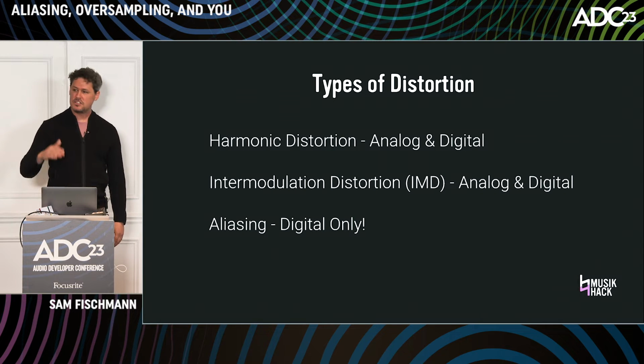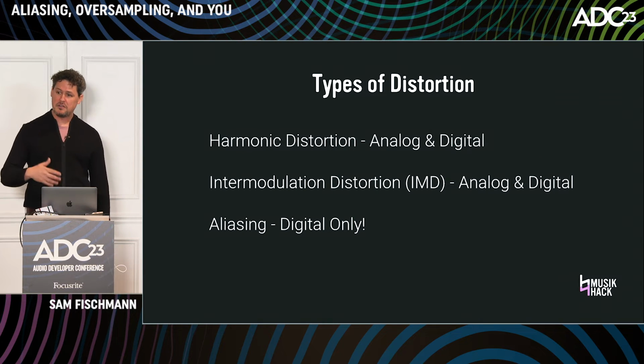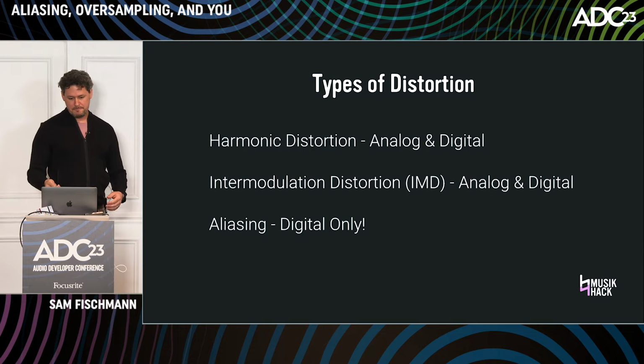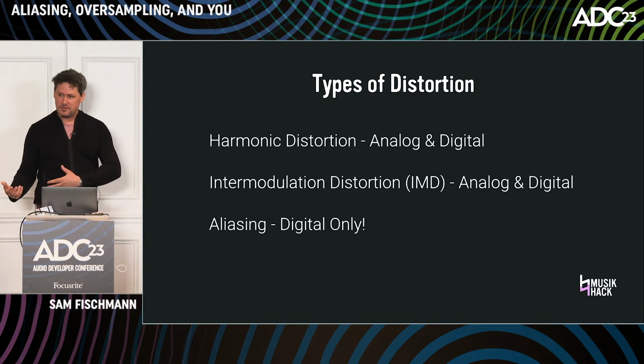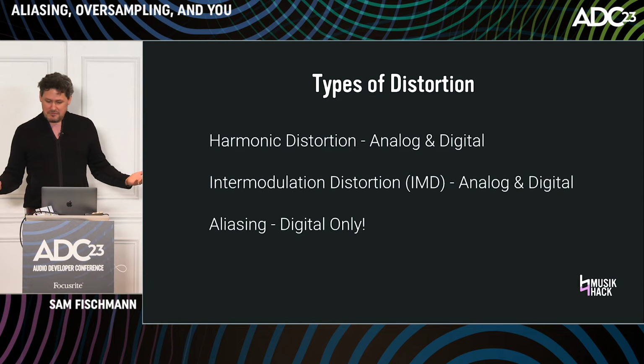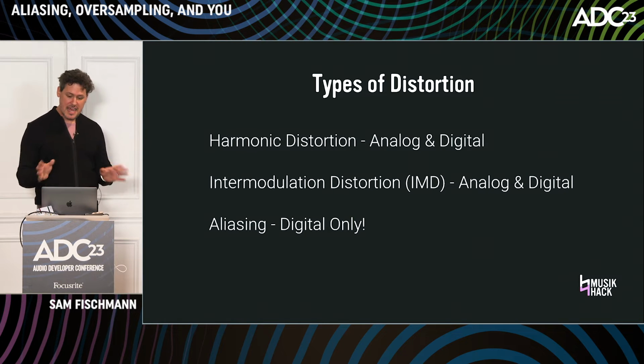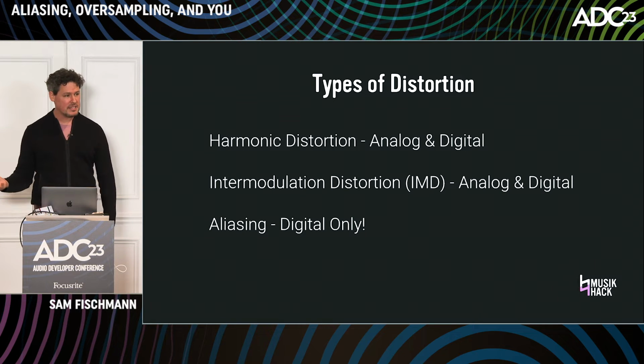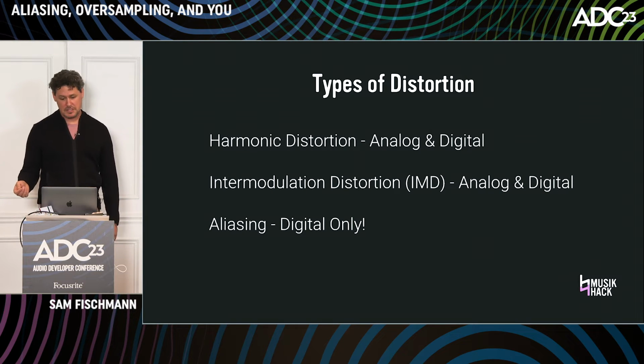But aliasing is digital only. It's a byproduct of sampling itself. So if we want to make something have that kind of sound, oftentimes we're trying to get rid of it, right? It's a particular problem. Now, this isn't to say that we always want to get rid of it. There are some digital artifacts we love. There's some effects that intentionally alias because it's great sounding distortion.